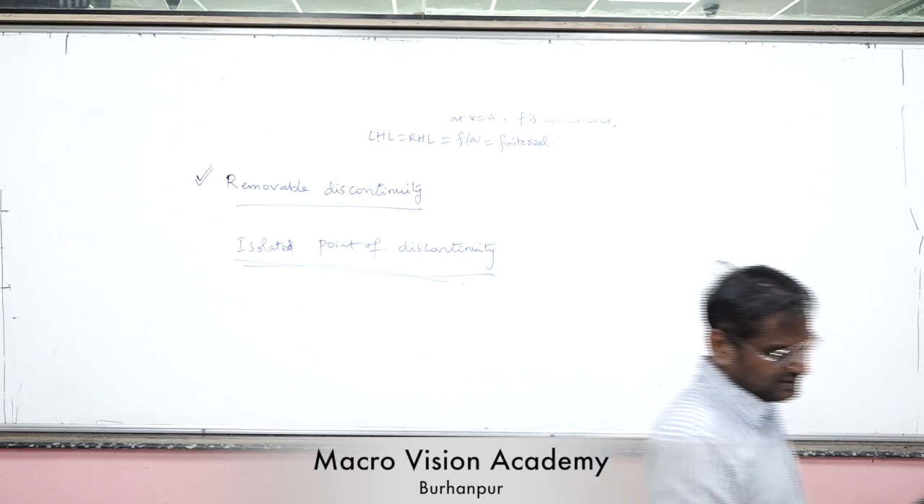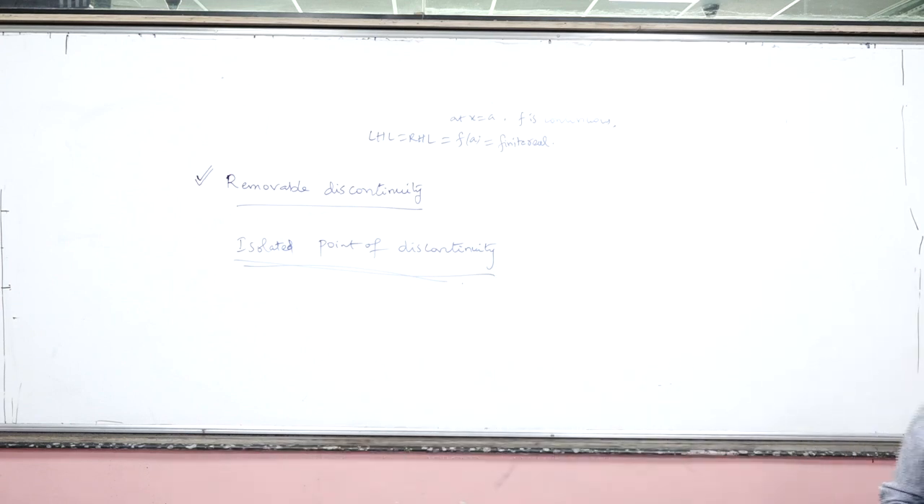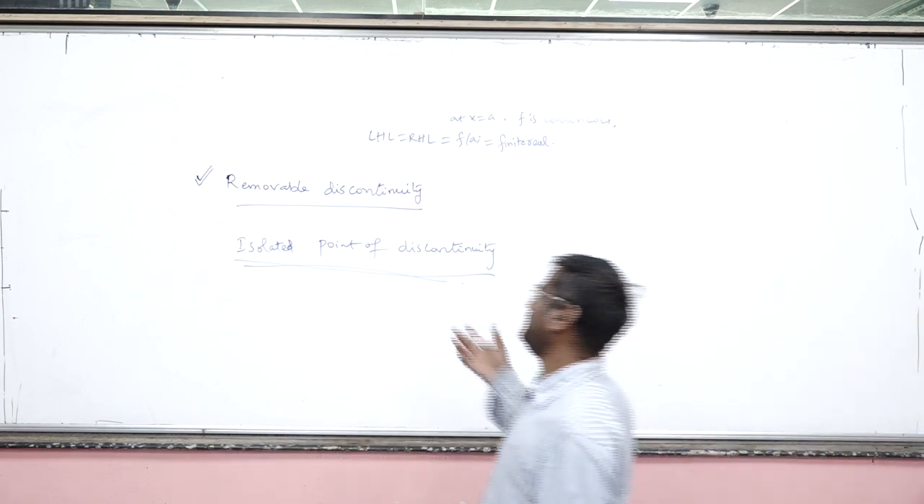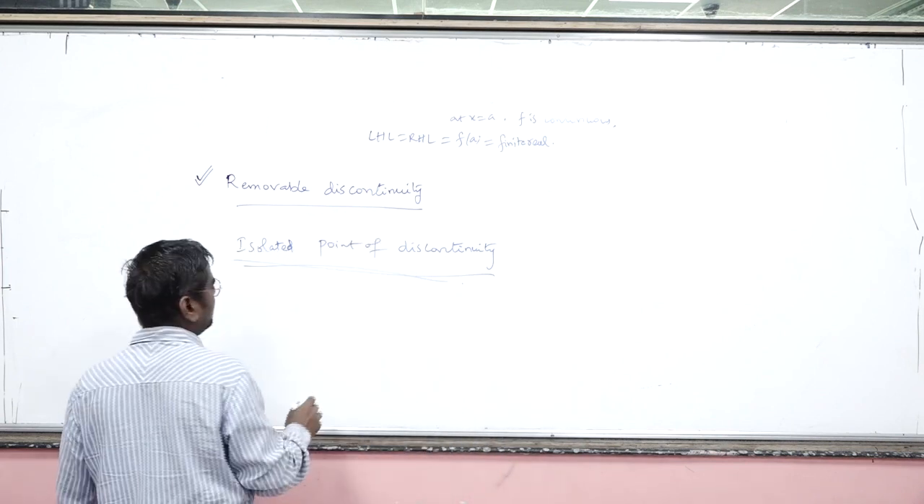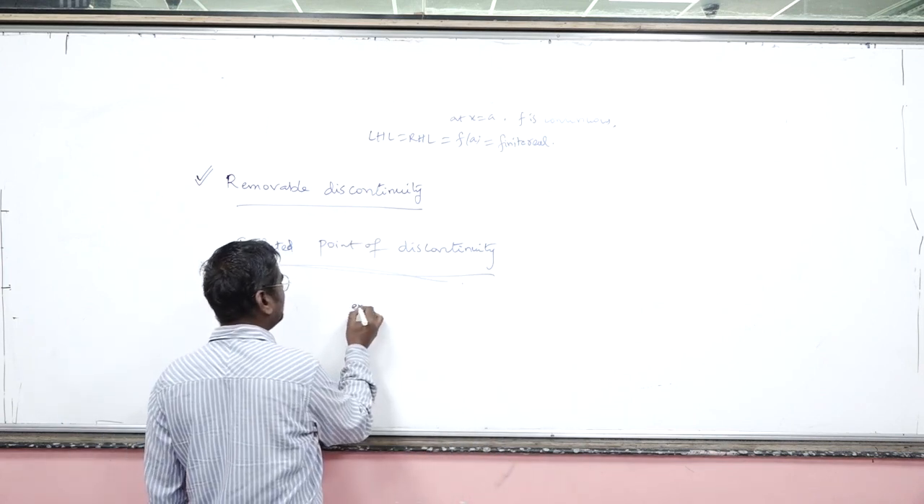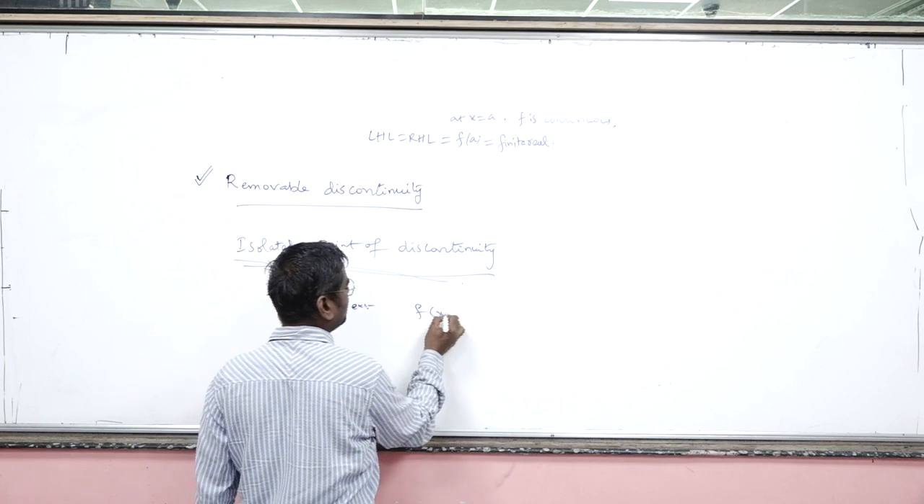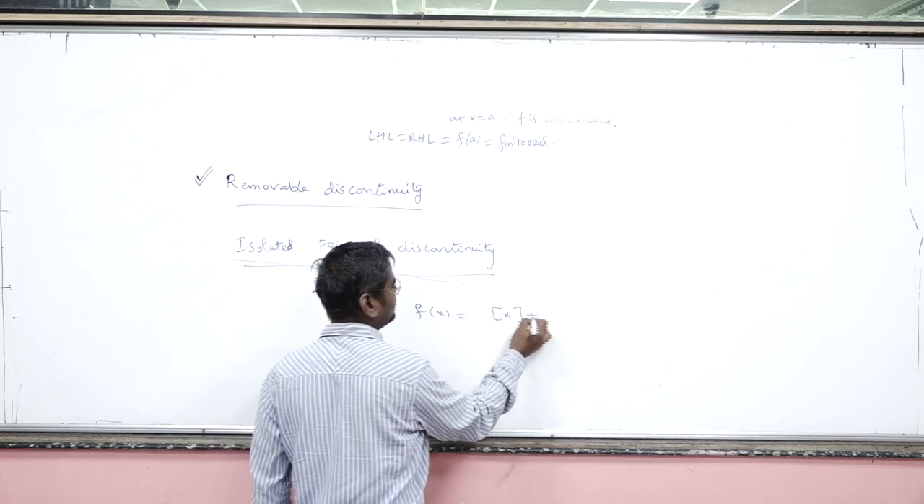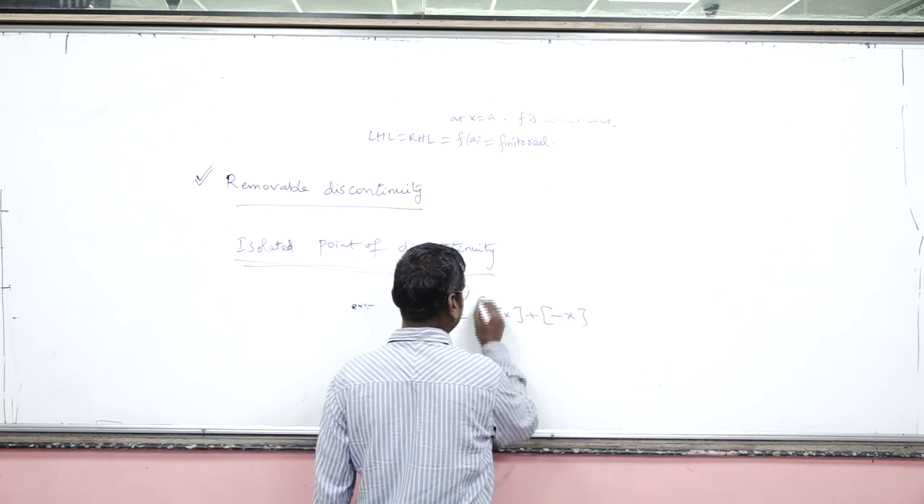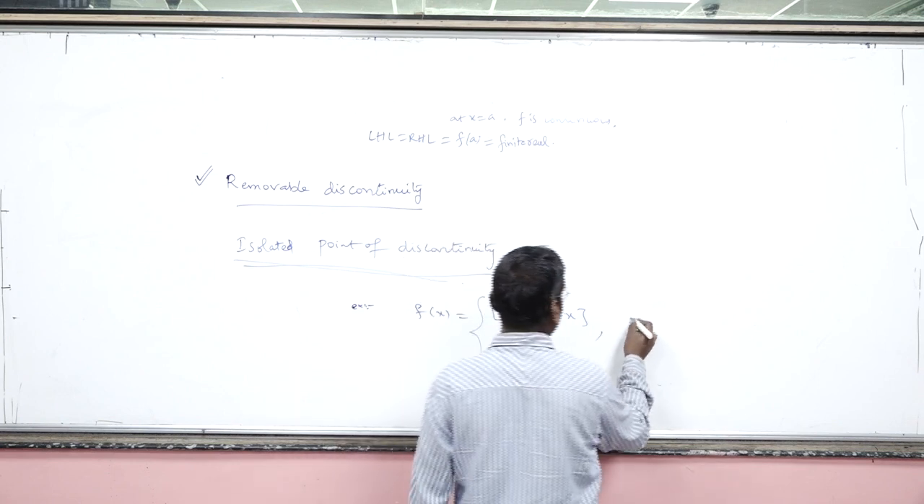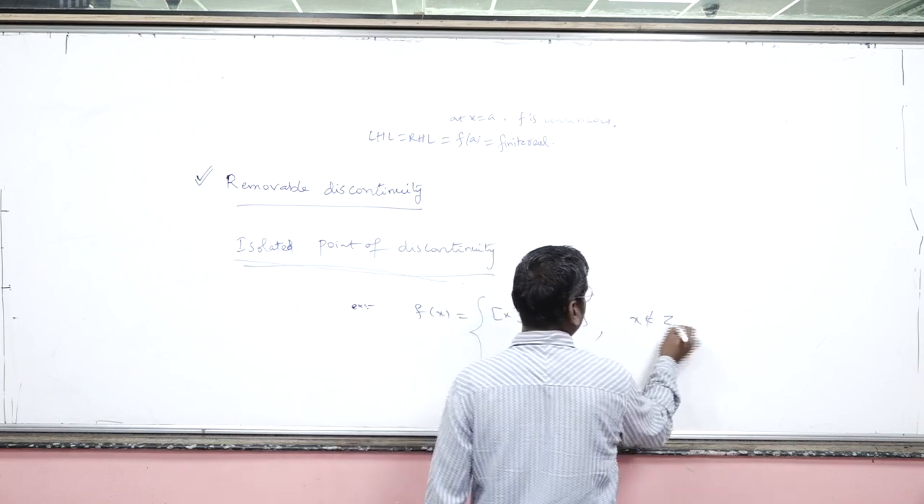Isolated point of discontinuity: the limit exists, but it is not equal to f of a. Let me take the popular example, f of x equal to step x plus step of minus x. This is when x is not an integer.